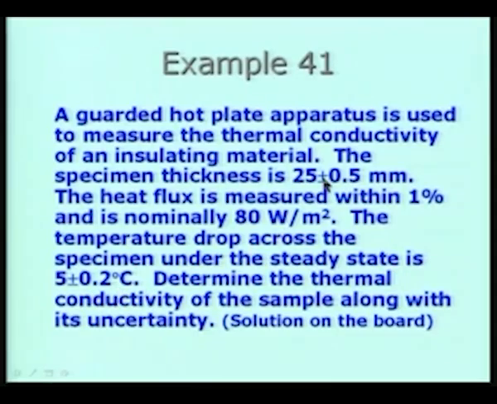Therefore, for all the measured values I have the nominal value plus or minus the expected error: 0.5 mm in the case of thickness, 1% in the case of the heat flux, and plus or minus 0.2 degrees Celsius in the case of the temperature difference. So, determine the thermal conductivity of the sample along with its uncertainty. I will work it out on the board.